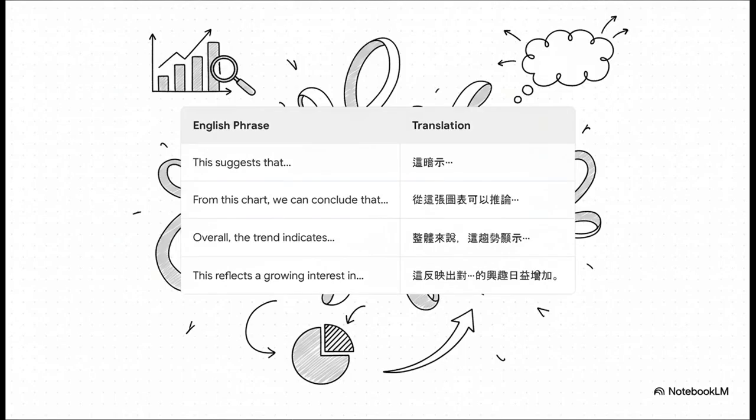A strong conclusion is your final interpretation of the data. Phrases like, "this suggests that," or "overall, the trend indicates," are what elevate you from just being a data reporter to being a true data analyst. This is how you leave your audience with a clear, lasting message.